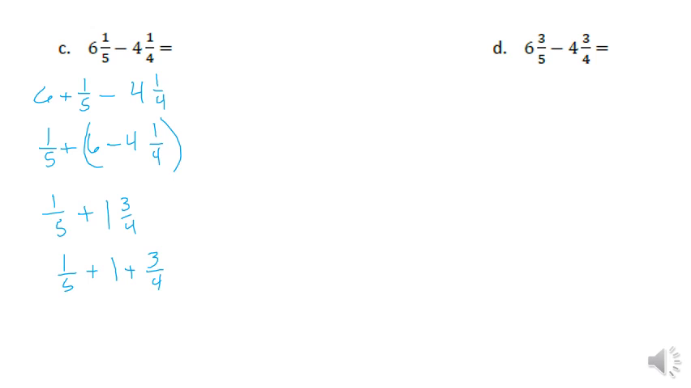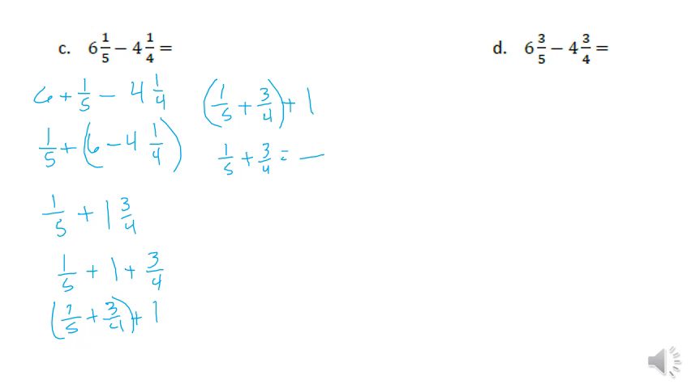So now if I change this around, I have 1/5 plus 3/4 plus 1, allowing us just to add our fractions. So I'm going to come back up top here. Now I have 1/5 plus 3/4 plus 1. And let's just go ahead and add these fractions. 1/5 plus 3/4 equals, and we know 4 times 5 is going to give us 20. I'm going to go ahead and put my 1 in there so I don't forget it, as our common denominator.